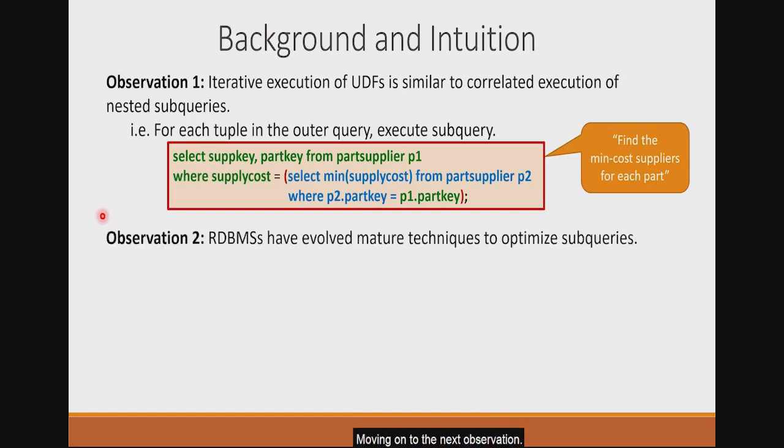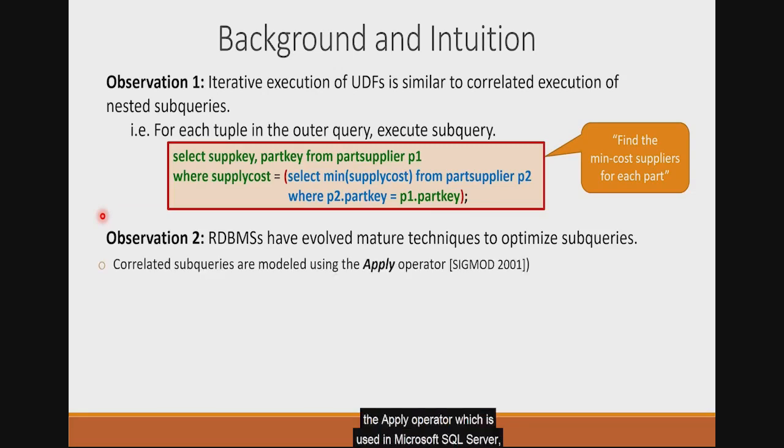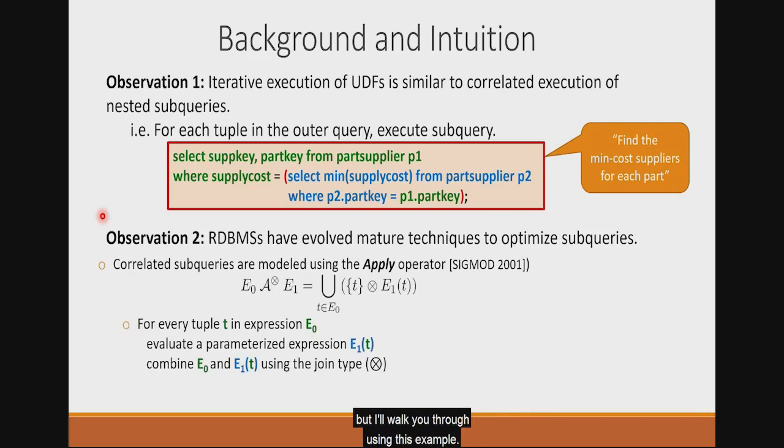Moving on to the next observation: although execution of UDFs is similar to nested subqueries, for optimizing subqueries, RDBMSs have evolved mature techniques. They do a lot of rewrites to optimize such queries to run efficiently. One such example is the Apply operator, which is used in Microsoft SQL Server and was introduced in SIGMOD way back in 2001, where correlated subqueries are modeled using the Apply operator. This is the formal definition of the Apply operator, but I'll walk you through it using this example.